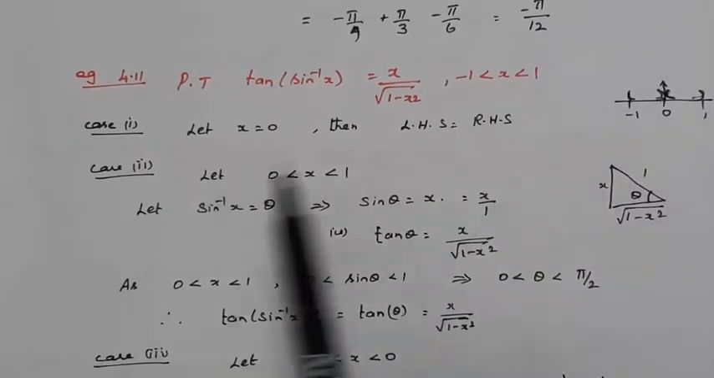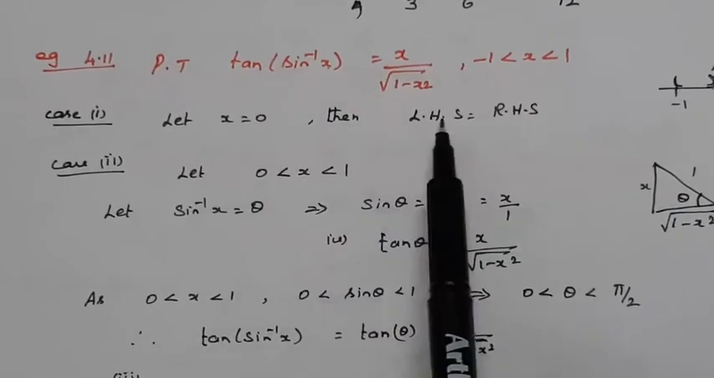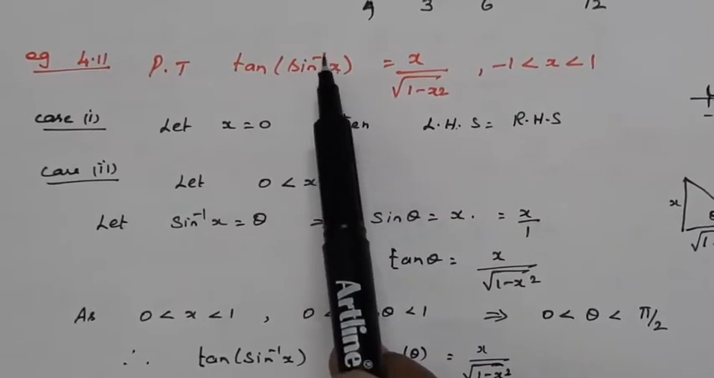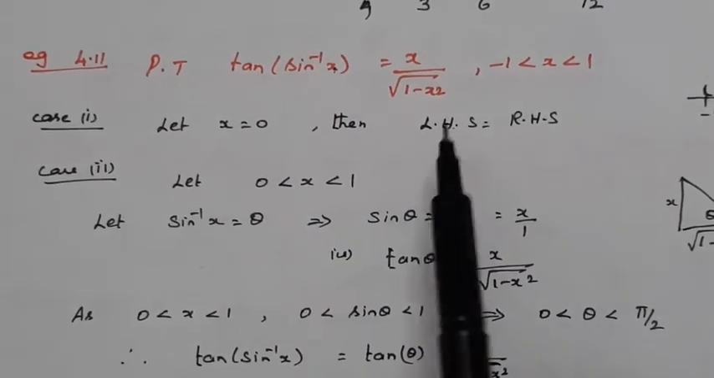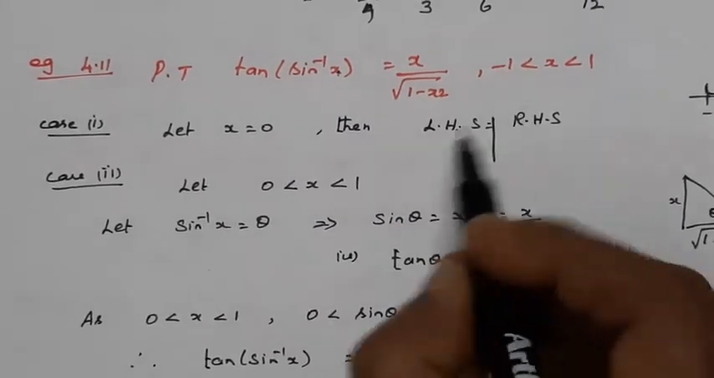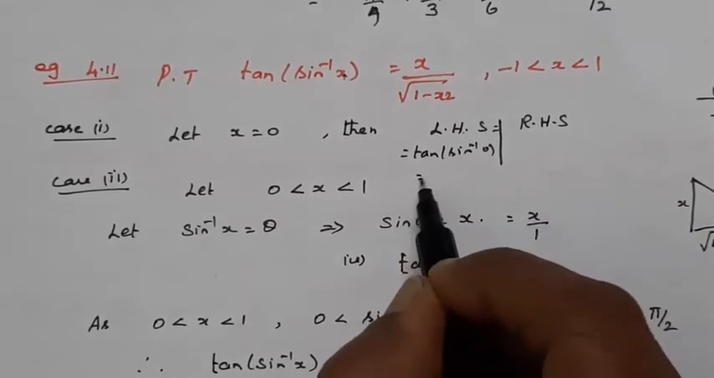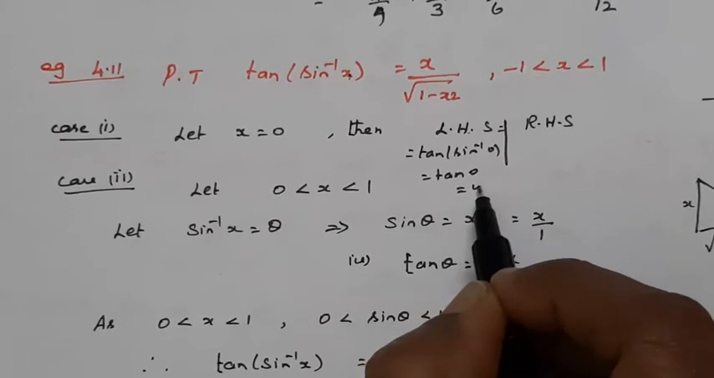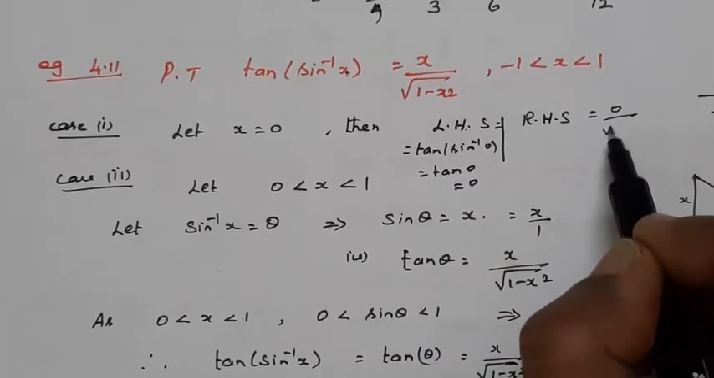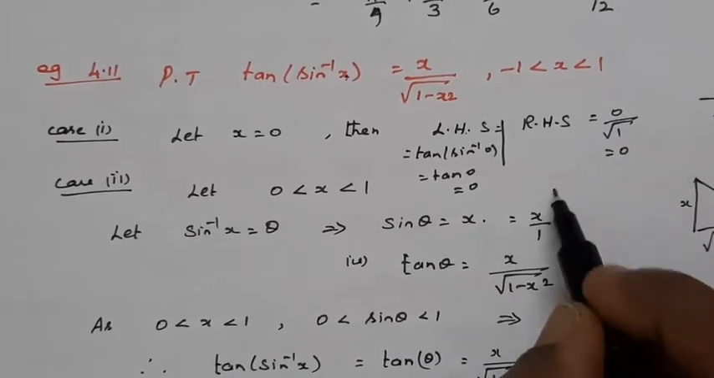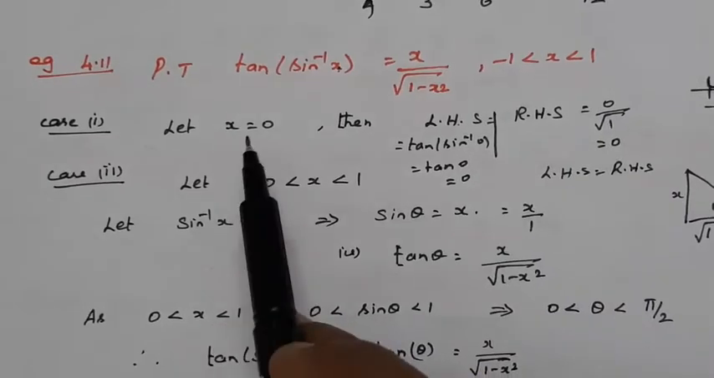Okay. So case 1 is x is equal to 0. So if we take x is equal to 0, what is the left hand side? Tan of sin inverse of 0. Sin inverse of 0 is nothing but 0. So tan 0 is 0. So the left hand side is nothing but tan 0, which is equal to 0. Then what happened to the right hand side? 0 divided by root of 1, which is equal to 0. So LHS and RHS are equal if we take x is equal to 0.